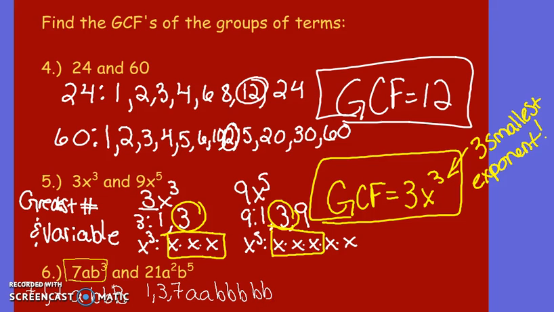So if I look and see what they have in common, I could say they have a 7 in common, they have 1 a in common, and they have 3 b's in common. So the GCF would be 7ab cubed. And again, you notice that the a has an exponent of 1, which is the smallest, and cubed is the smallest exponent.